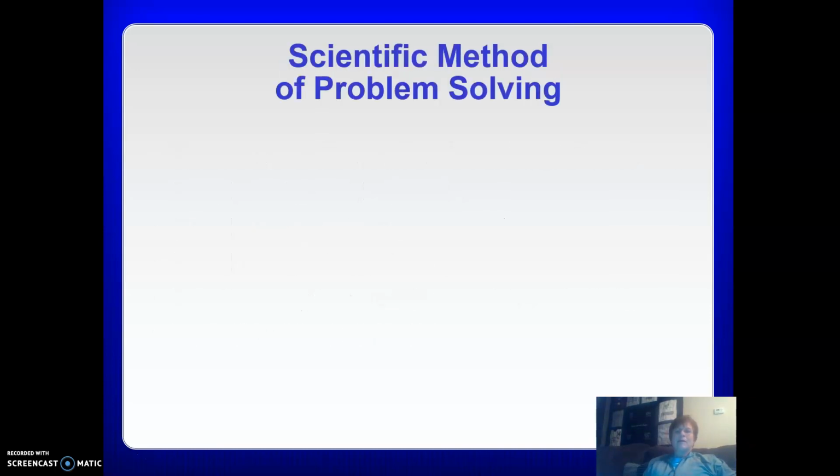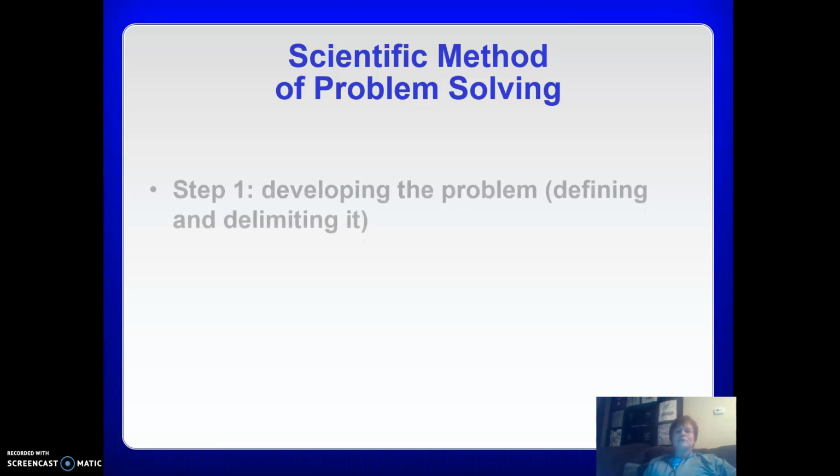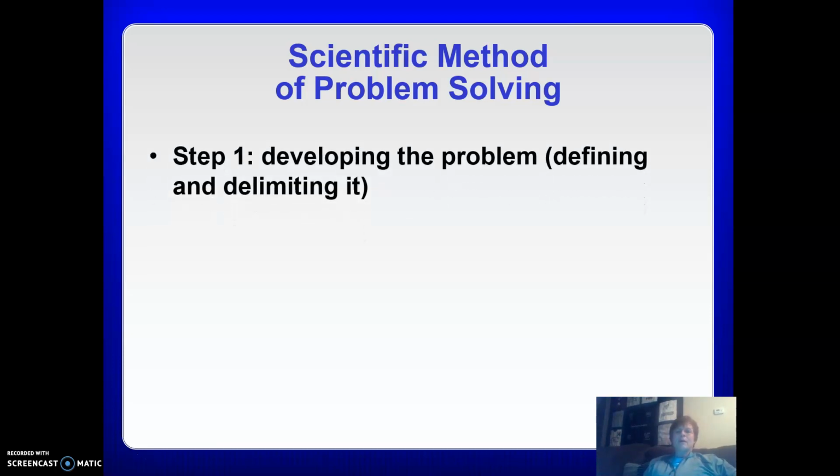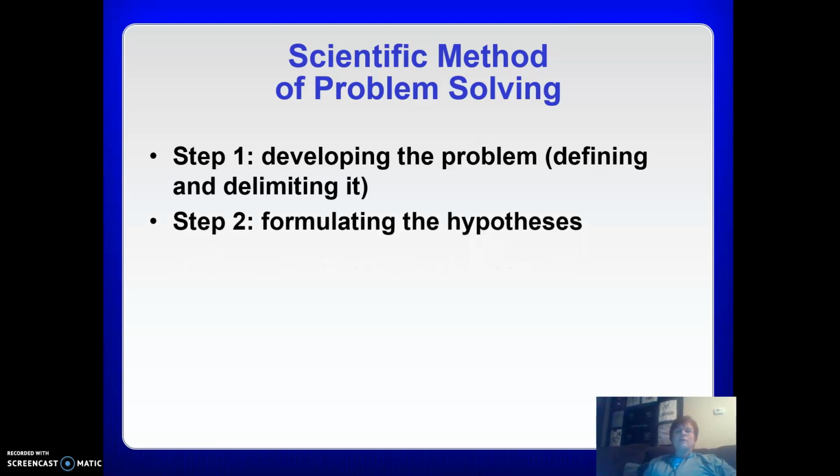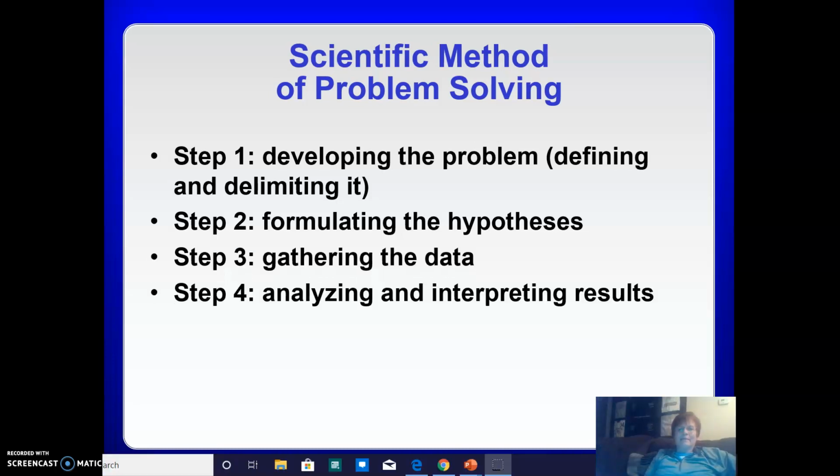So, as we think about research, it's really the old scientific method of problem solving, and you learned this probably back in 5th grade. So let's just go through them. First of all, let's define the problem. Define it, delimit it, which means narrow it down. What's the problem that we're trying to get an answer to? Then step 2 would be, okay, let's formulate a hypothesis. Based on what we know, what do we think we will find? And after you gather your data, the next step would be to analyze the data and then interpret your results.